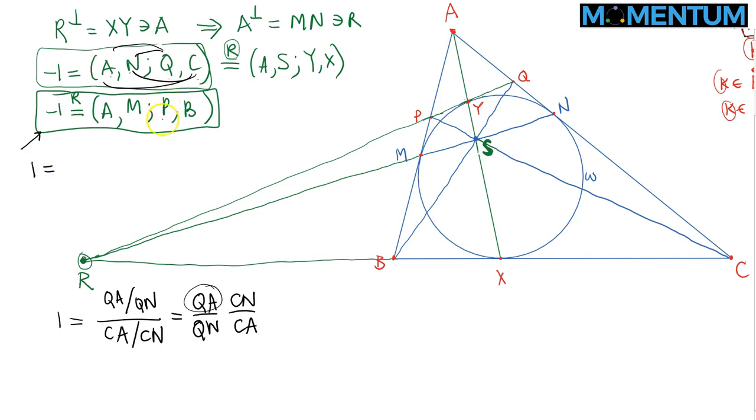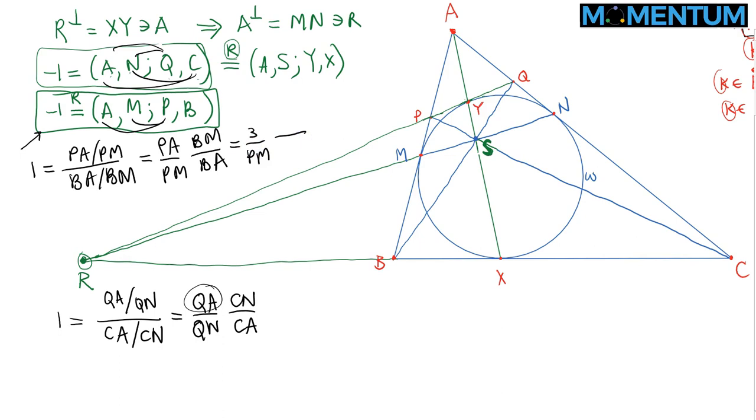So 1 is equal to, let's do it again, PA over PM divided by BA over BM. That's the definition of the cross ratio. So therefore we have PA over PM times BM over BA. Okay, so PA is given in the problem, I believe, as 3. PM we can keep as PM. BM is also not known, so let's just keep it as well. And finally, BA, we know it's 3 plus 4 is 7.